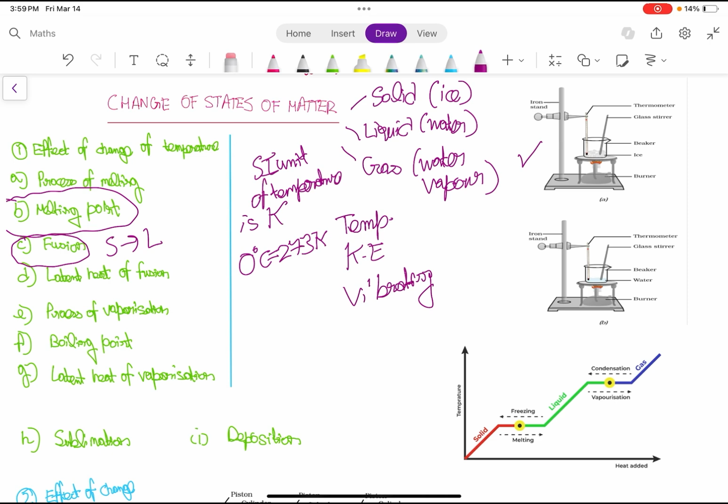What do we mean by latent? The meaning of the word latent is hidden. During melting, the temperature of the system does not change after the melting point is reached, till all the ice melts, as this heat gets used up in changing the state, overcoming the force of attraction between the particles. This heat is called the latent heat.